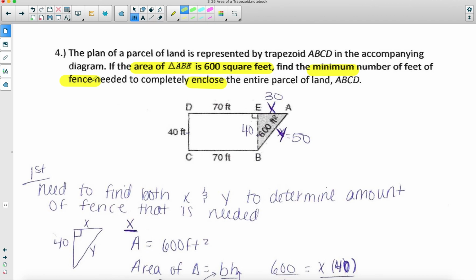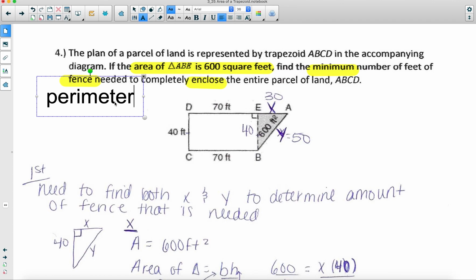Now, here's the thing. They're giving you the area, but they want to know what the fencing needs. What's the perimeter, right? We have to figure out perimeter here. So we're going to have to find the perimeter of the trapezoid.